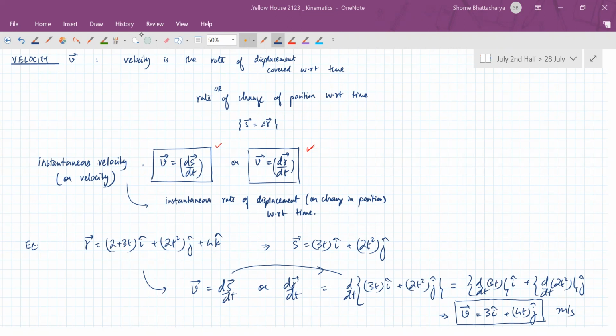So for average velocity, the time interval is big. That is the only difference. Average velocity will be defined like average rate of change. So it will become S by delta t, the total displacement divided by total time, or delta r by delta t. Instead of dr by dt, it will become delta. Understood? Yes.